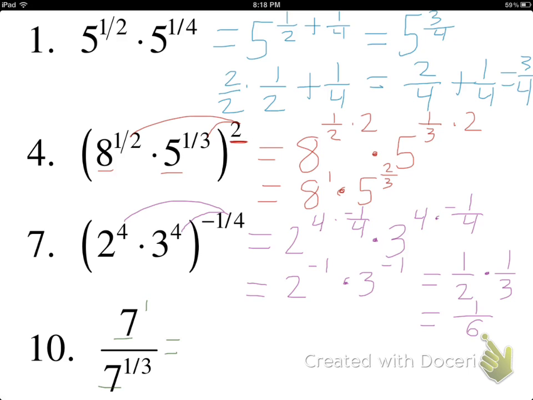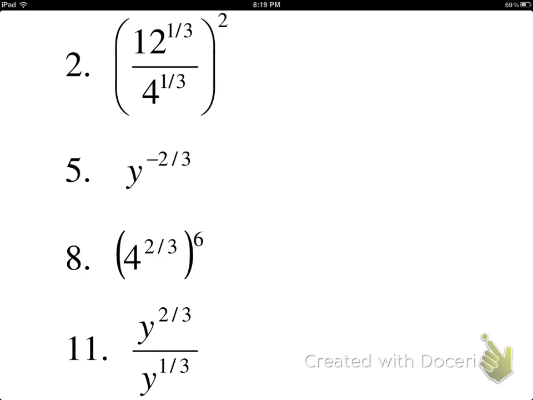So here we do have a common base, namely 7 and 7. And if there's no exponent, it's the same as if it's just a 1. So since it's division, we can subtract the exponents. So we have 7 to the 1 minus 1/3. And that's the same thing as 7 to the 3 over 3 minus 1 over 3, which is equal to 7 to the 2/3. Okay? And that's because we have that common base. Okay, let's move to the next slide, the next set of problems.